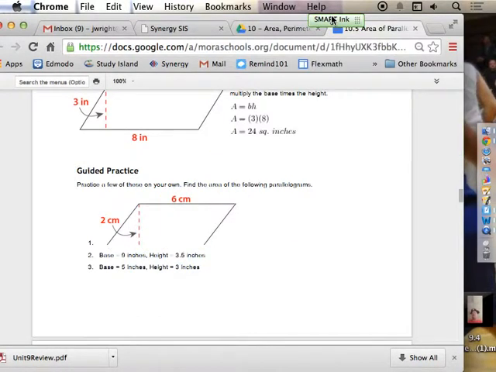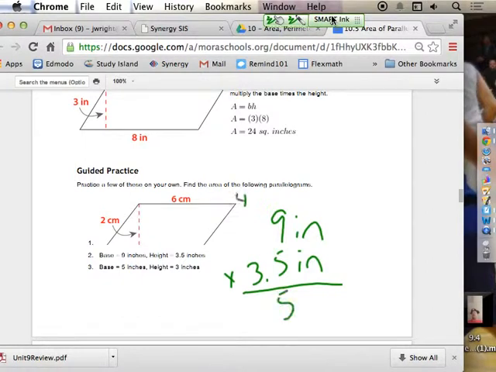Number 2. Go ahead and give that a try. No picture this time. If you needed to, you could draw one. I would take 9 inches times 3.5 inches. Multiply those together. We get 31.5 inches squared. Questions about that?